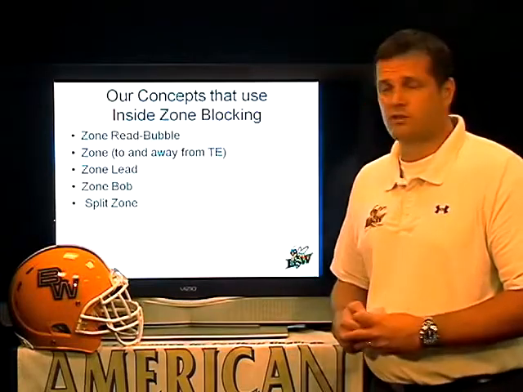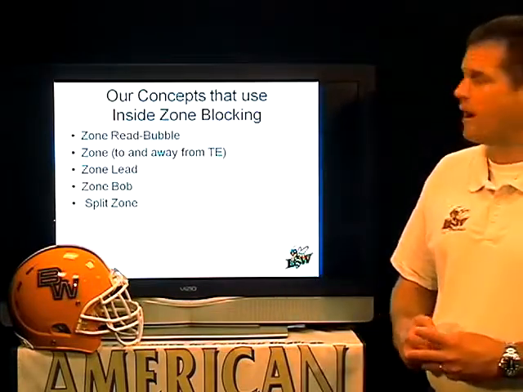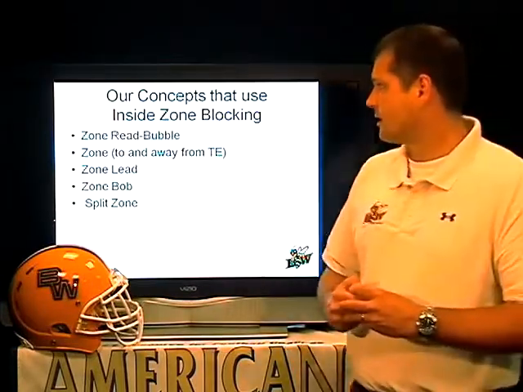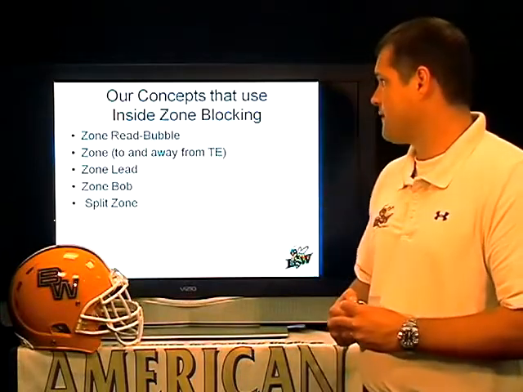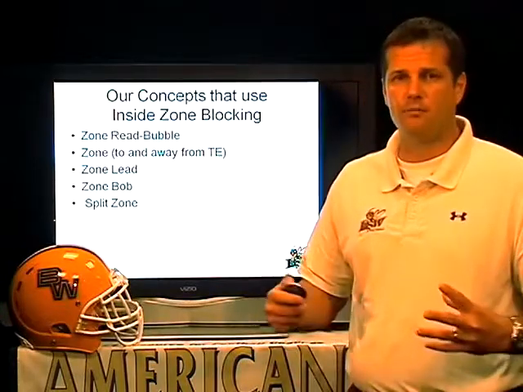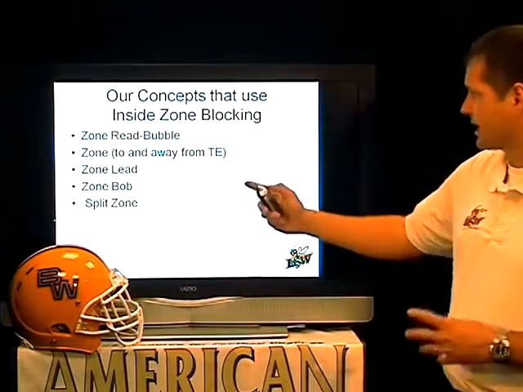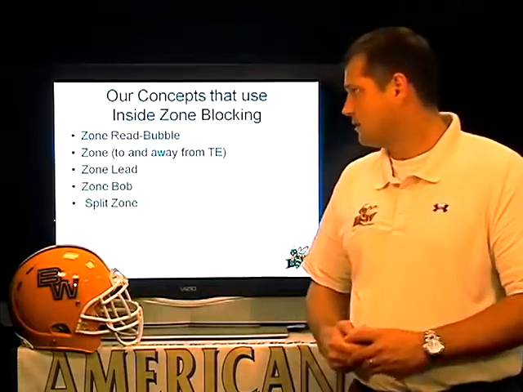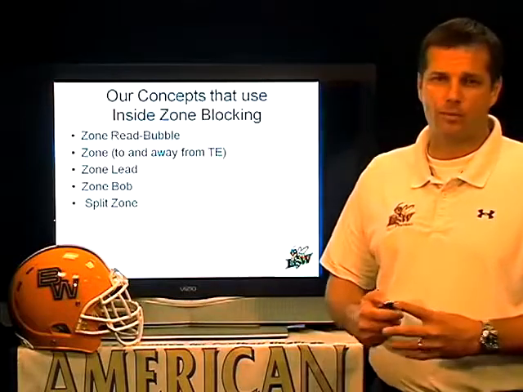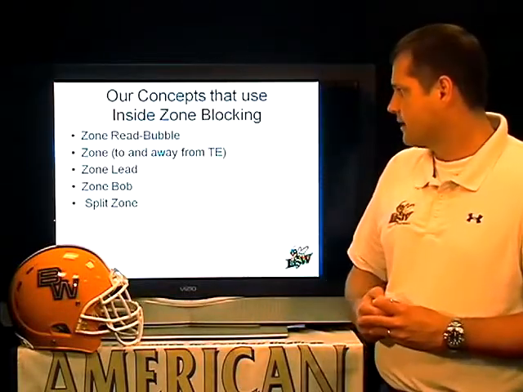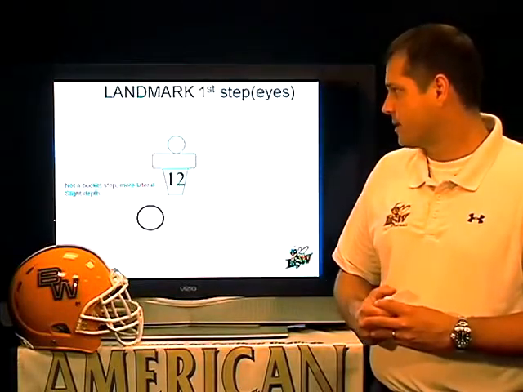The concepts in which we use inside zone blocking, first of all, we do a zone read bubble. We're going to zone to and away from the tight end. Again, it's very multiple in the type of scheme to use. There's a lot of different things we can do with it to both sides. Zone lead, what we call zone bob, or back on the backside backer, and a split zone play where we're kicking out the backside defensive end.